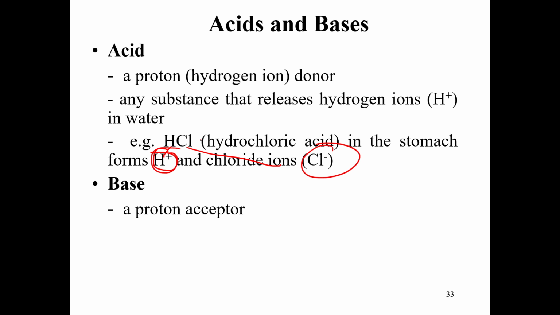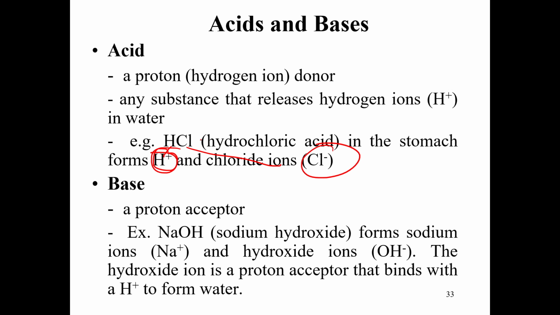A base, on the other hand, is something that accepts your proton. For example, sodium hydroxide forms sodium and hydroxide ion. The hydroxide ion is the proton acceptor right here. It will accept hydrogen to form water. OH plus H equals your water. Hydroxide is a base that accepts hydrogen.